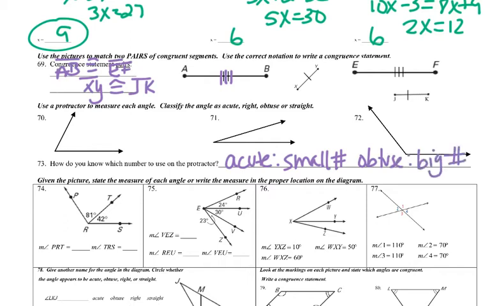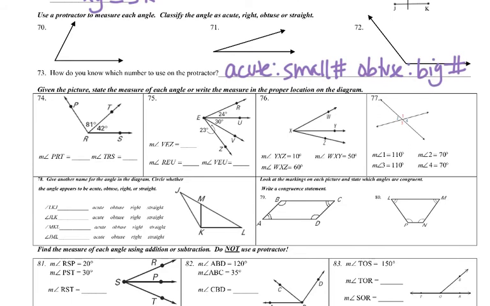Here it's just reading the numbers right off the picture. So PRT is 81 degrees, TRS is 42. VEZ in there is 23 degrees, REU is 24 degrees, and VEU is 30 degrees. Reversing it and writing it on the picture, YZX there is 10 degrees, and the other one here is 50 degrees, so the whole thing is 60 degrees.